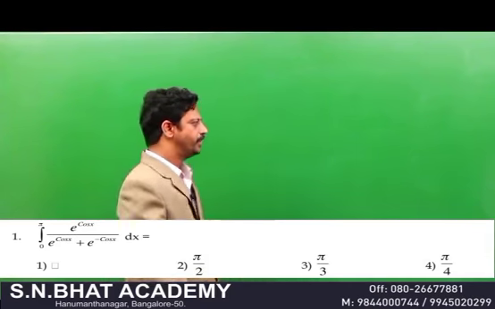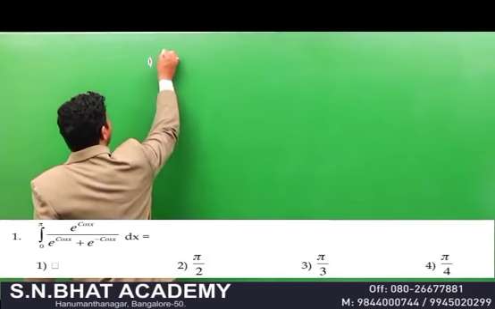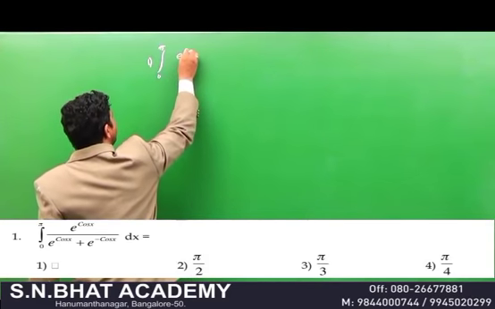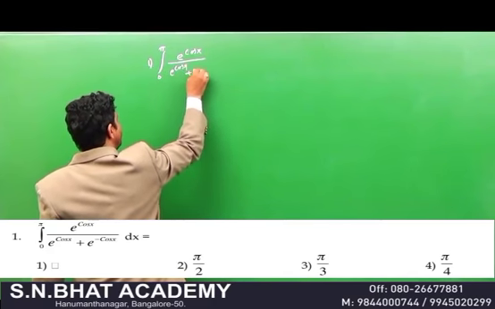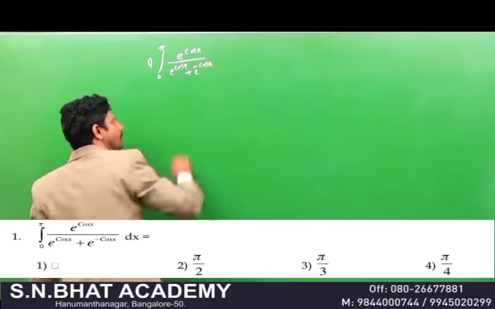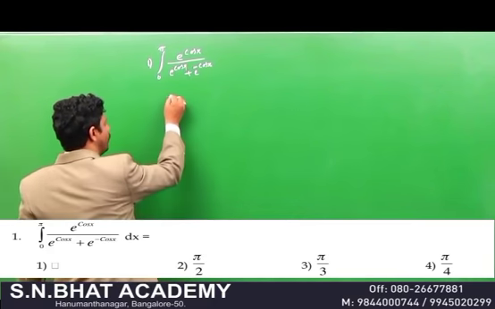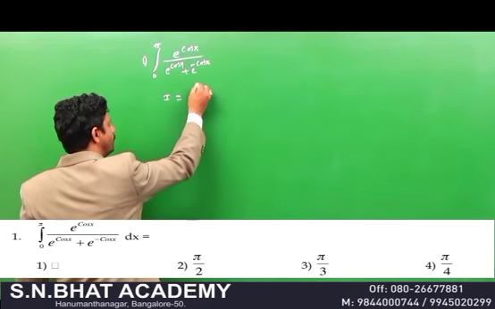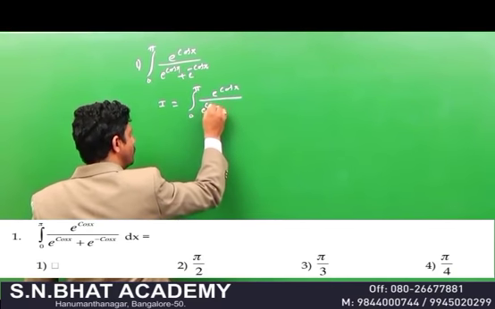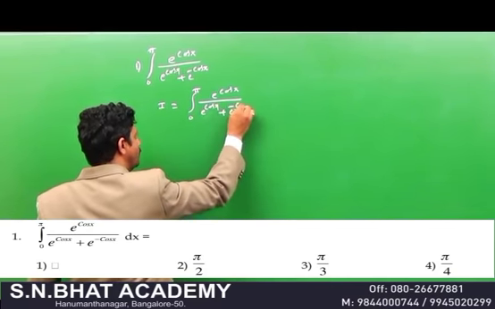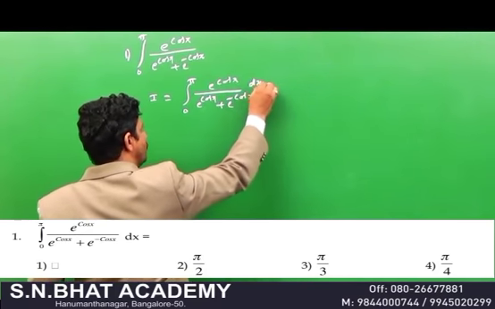The first question is the integral from 0 to pi of e to the power of cos x divided by e to the power of cos x plus e to the power of minus cos x. Let us assume that this integral is equal to I. So I is the integral from 0 to pi of e to the power of cos x divided by e to the power of cos x plus e to the power of minus cos x.